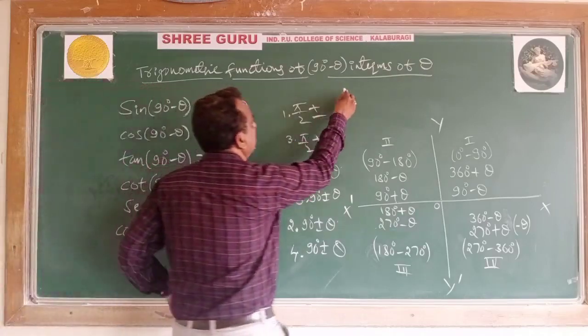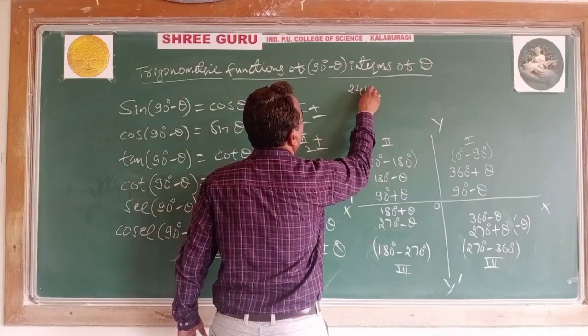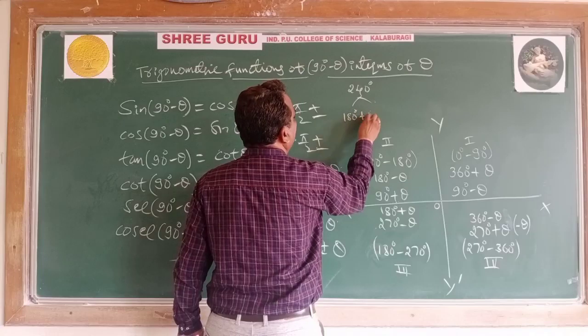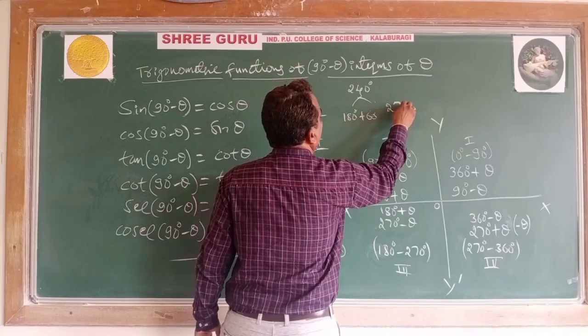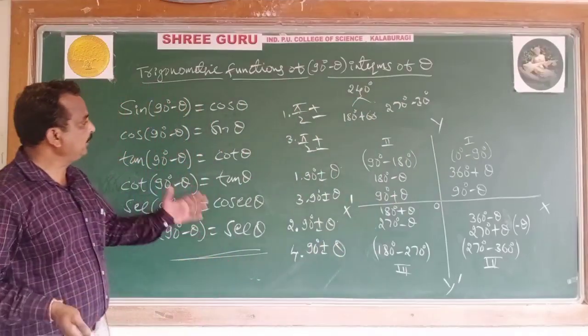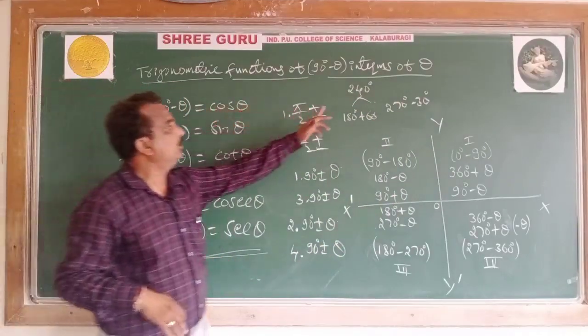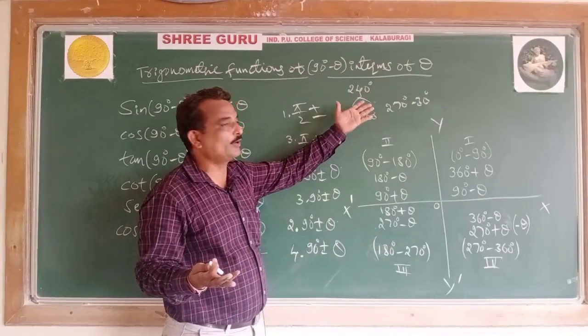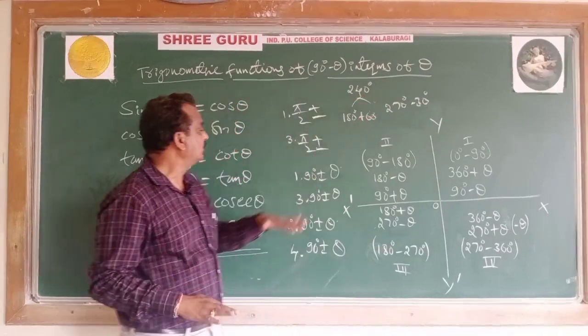So for example, suppose 240 degree is there, student. Suppose 240 degree. You may write 180 plus 60, it becomes 240, or you may write 270 degree minus 30. So in such forms you have to convert it and calculate their values. It is not possible to write 200 plus 40, or 120 plus 120, not like that, students.